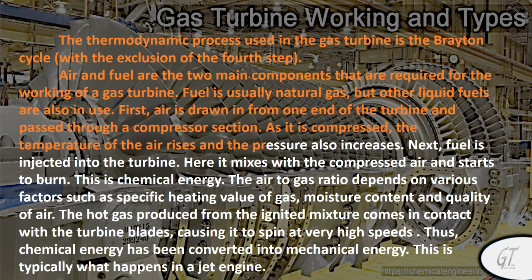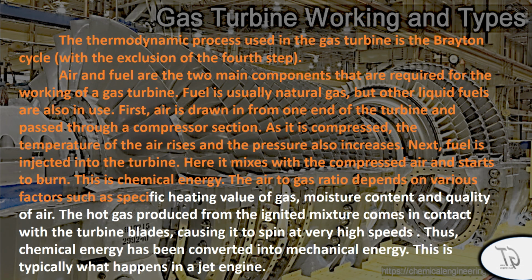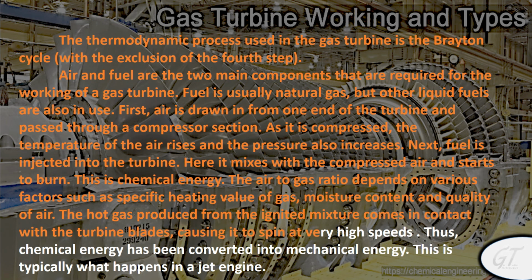Next, fuel is injected into the turbine. Here it mixes with the compressed air and starts to burn. This is chemical energy. The air-to-gas ratio depends on various factors such as specific heating value of gas, moisture content, and quality of air. The hot gas produced from the ignited mixture comes in contact with the turbine blades, causing them to spin at very high speeds, around 3,200 revolutions per minute. Thus, chemical energy has been converted into mechanical energy. This is typically what happens in a jet engine.